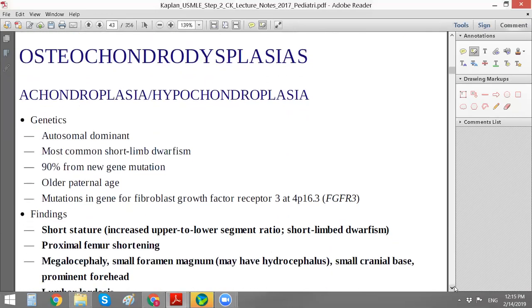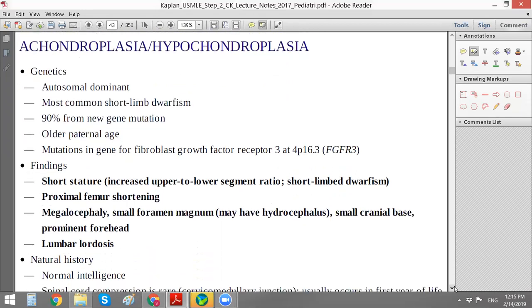Osteochondrodysplasias: achondroplasia, hypochondroplasia. Genetics: achondroplasia is autosomal dominant and most common short limb dwarfism. 90% from new gene, older paternal age. Achondroplasia and hypochondroplasia are autosomal dominant, and new gene, 90% new gene. Mutations in gene for fibroblast growth factor receptor 3 at 4p16, so FGFR3.